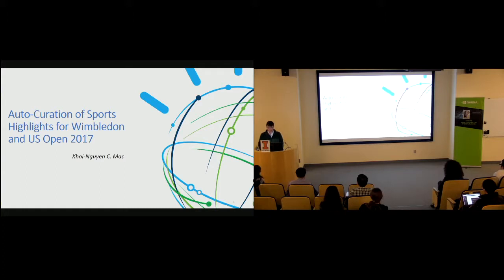My name is Khoi-Nguyen, and my presentation today is auto curation of sports highlights for Wimbledon and US Open in 2017. This is the work I did at IBM Research Center together with my team last year for my summer internship.